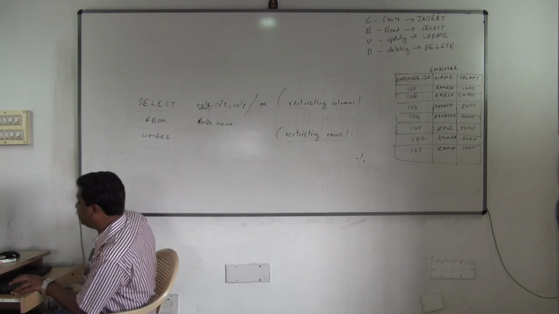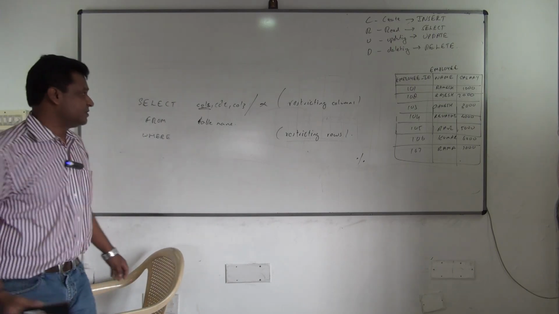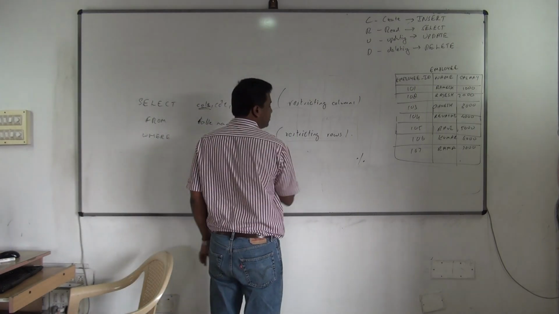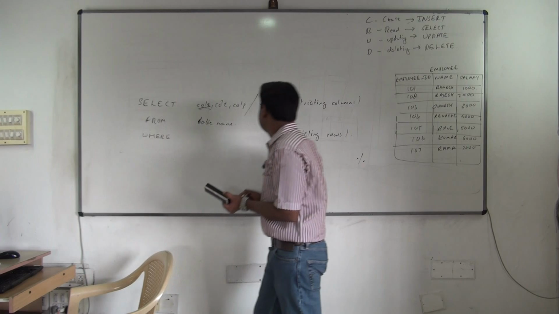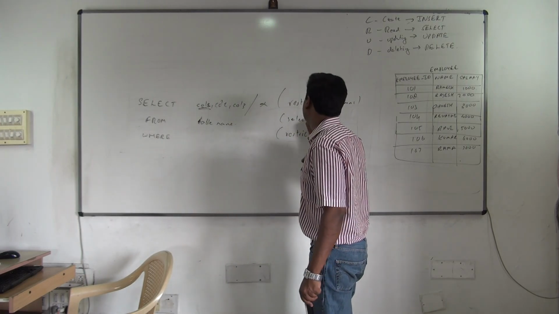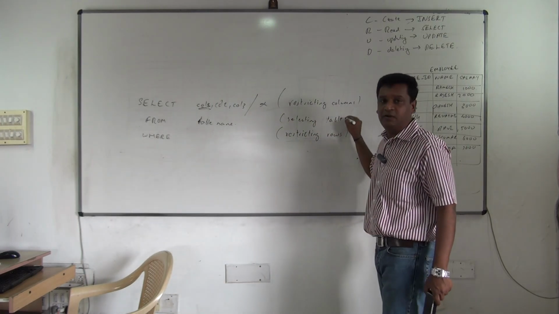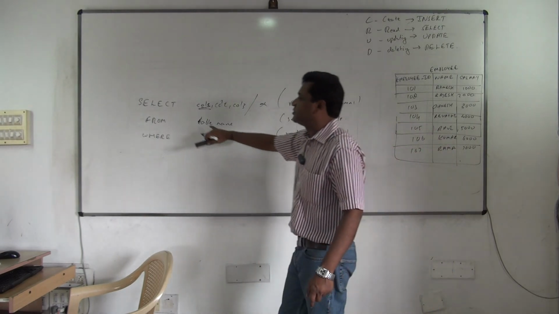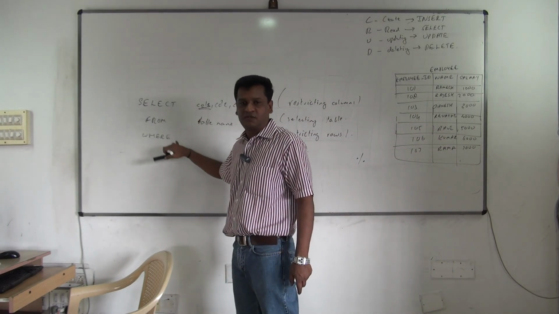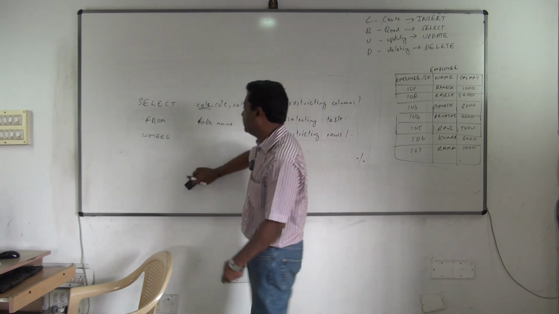This syntax I'll explain to you in detail in the next classes. So let me clear this off. Understood now? This is used for restricting columns. This is used for restricting rows. This is used for selecting the table. Which table you want? This is called a clause: select clause, from clause, where clause.